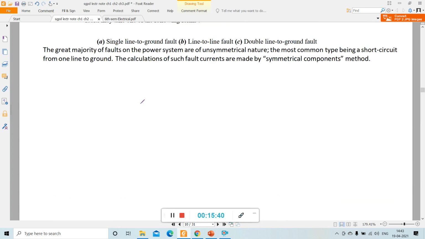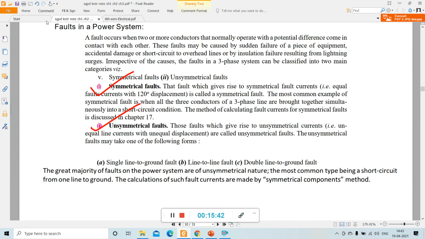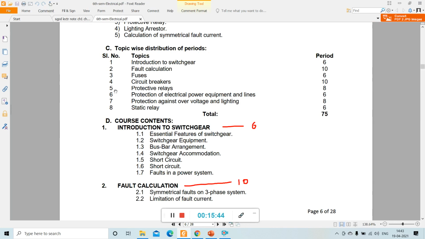So this is all about your chapter 1. Clearly understood? In the online class we will discuss this chapter 1 in detail. Okay, thank you.